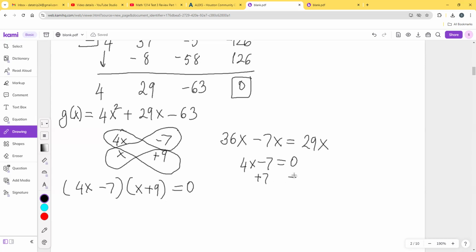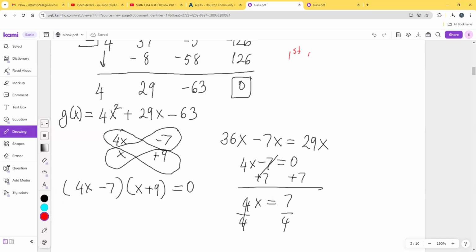Plus 7 on both sides. 4x is 7. What happens next? Divide each side by 4. So the answer is 7 over 4, right? So let's start listing the zeros here.